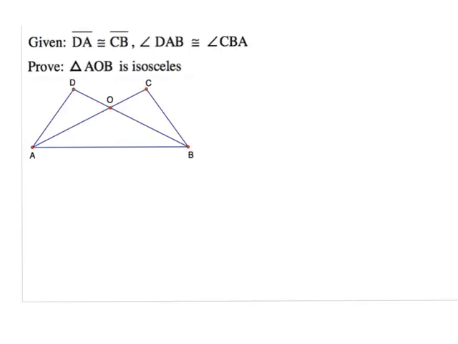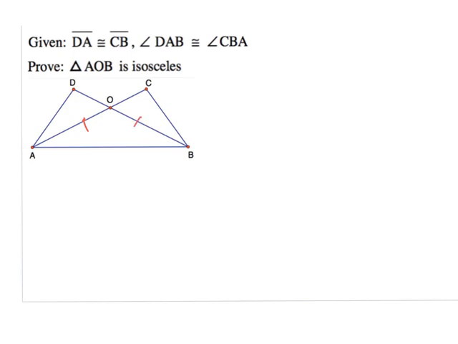So now I'm going to teach you how to prove that some certain parts of overlapping triangles are congruent. In this case, we have to prove that triangle AOB is isosceles. So AOB is over here. For there to be an isosceles triangle, we have to have two congruent sides. So let's say we can prove that these two sides, AO and BO, are congruent.